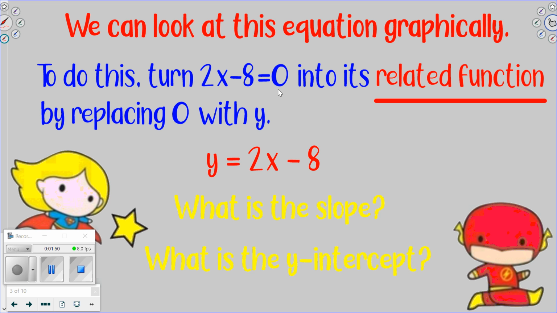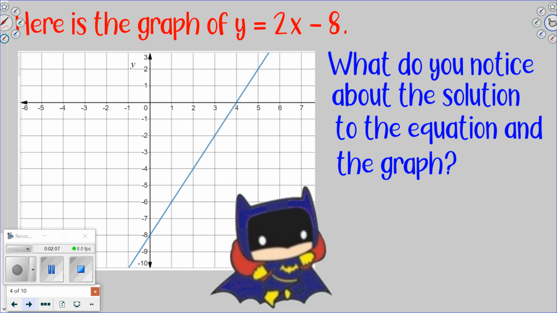So what would be the slope of this line? 2 over 1. Okay, the slope is 2 over 1. And what's the y-intercept? Negative 8. All right, so your first point would go at negative 8, and then you'd go up 2 over 1, up 2 over 1. So there is the graph of it.